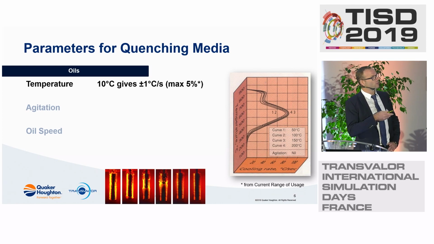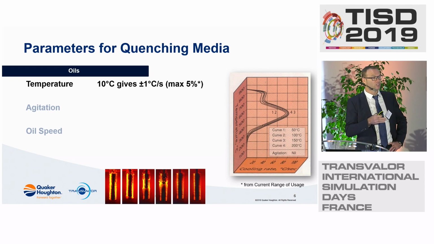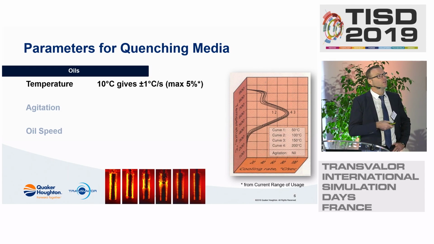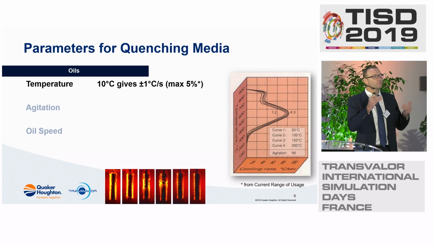And we show for oils that having 10 degrees difference in the initial temperature of the oil would give more or less 1 degree per second more in cooling rate. So it's at the maximum, when we speak about the current range of usage, which is for a cold quenching oil between 30 and 80 degrees, something like 5%. So it's not very significant. Having 5 or 10 degrees more is not so significant for oils.